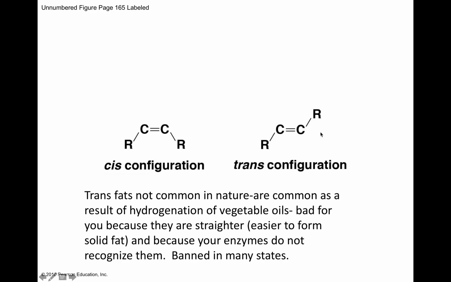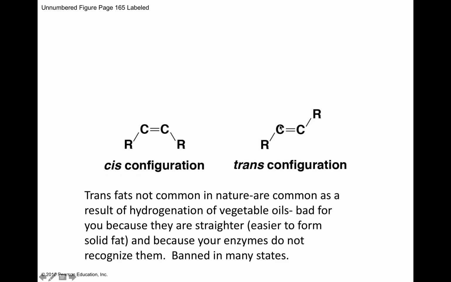So trans fats are more easily stacked together and can stay solid at a higher temperature. And they're also not seen a whole lot in nature. So when you do see trans fats is as a result of partially hydrogenating vegetable oil. So you take vegetable oil that has double bonds in it and you add hydrogens back to them, partially hydrogenating it chemically, and you get trans fats out of that process.